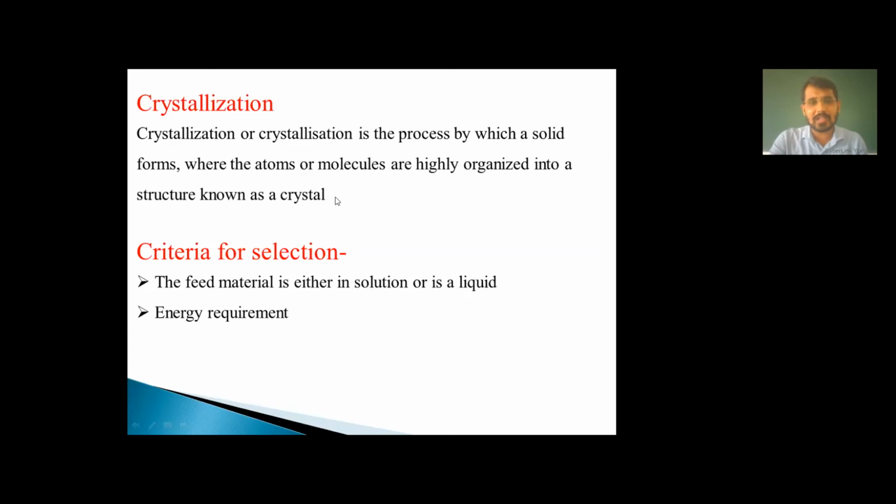The criterion for selection is that the feed material is either in a solution or in liquid form. Then and only then can we crystallize it. Otherwise, we cannot crystallize it. In simple language, for a crystallization operation, the feed material should be in a solution or liquid part. After that, energy requirement should be as low as possible, because if energy requirement is less, then we can save the energy cost. So these are the criteria required for the selection of crystallization.